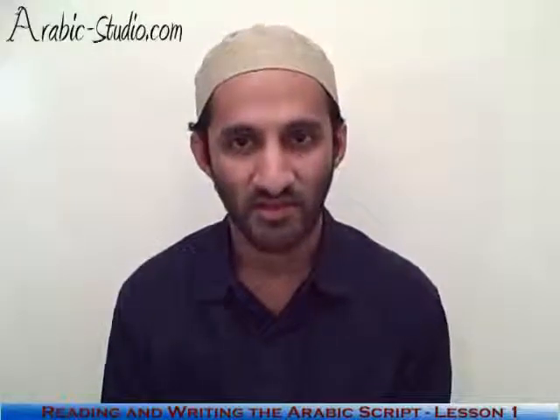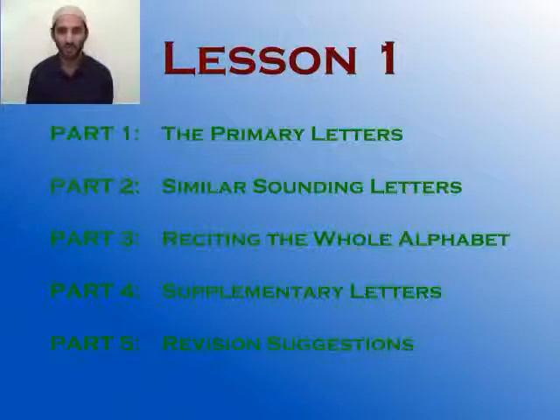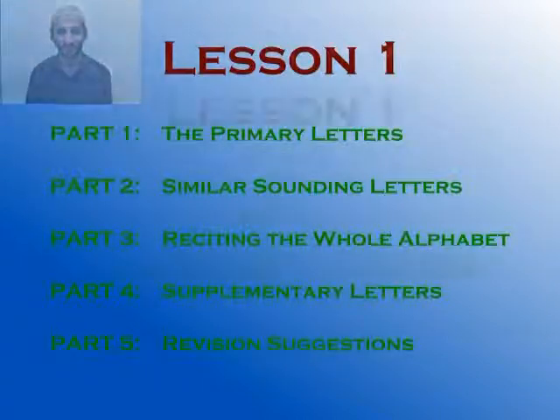So this lesson is divided into 5 parts. Part 1, we'll be looking at the primary letters of the Arabic alphabet, 28 letters. Part 2, we'll go back and look at similar sounding letters and make sure we know how to pronounce them and understand the difference in pronunciation between similar sounding letters. Part 3, I'll recite the whole alphabet and hopefully you can recite along from beginning to end. Part 4, we're going to look at supplementary letters, which are letters in Arabic which aren't part of the standard alphabet, but they're used in Arabic anyway. And in Part 5, we'll have a few revision suggestions before next lesson.